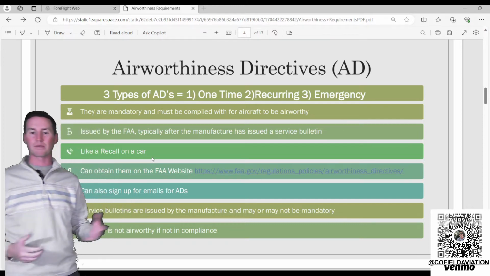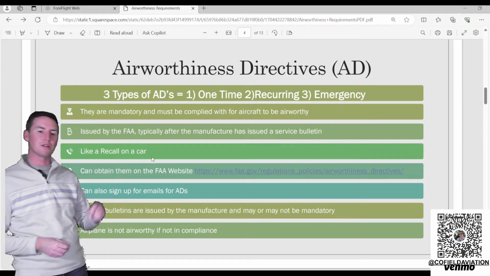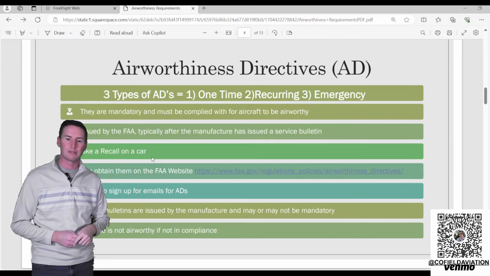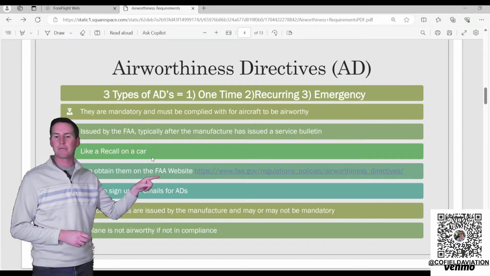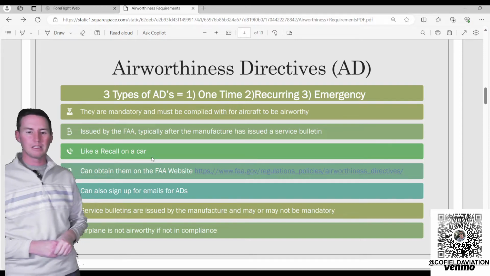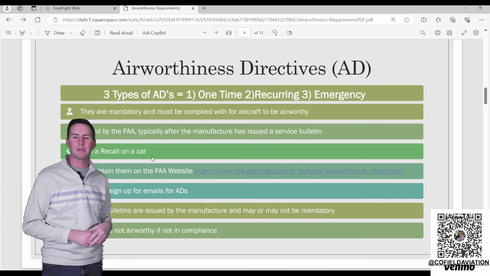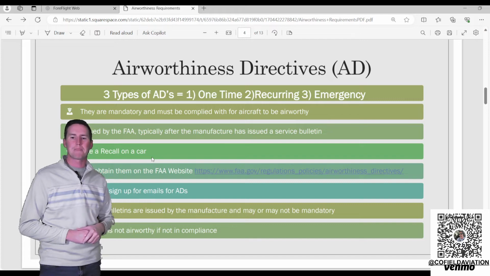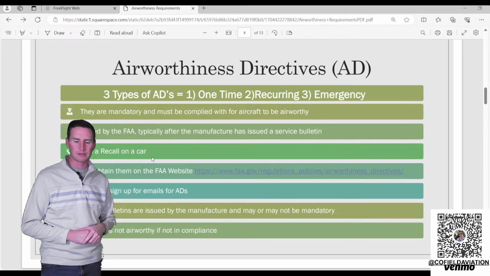So for whatever prop you have, you would look up the ADs on the website. It is the pilot in command's responsibility to make sure the ADs are complied with. Right? So do sign up for those emails. I think that's a great way to get them.